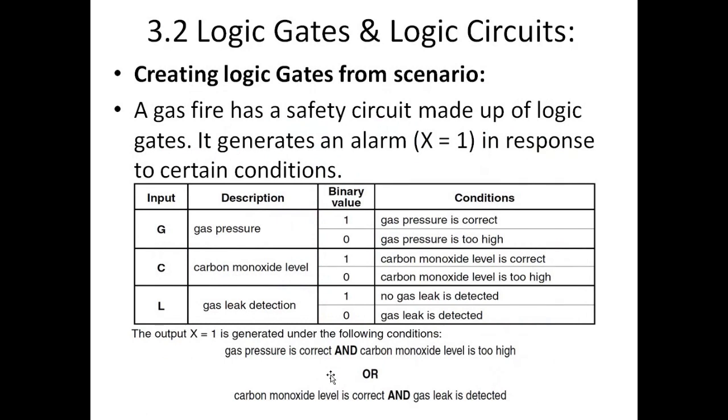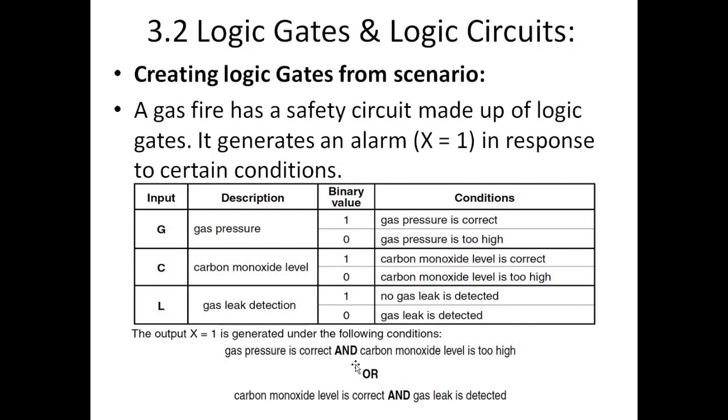Then we have creating logic gates from scenarios. For example, you're given this scenario: a gas fire has a safety circuit made up of logic gates. It generates an alarm in response to certain conditions. These are the conditions. X equals 1 is generated under these conditions. The first condition is gas pressure is correct. We'll have to search it up in the conditions column. Gas pressure is correct means the value of G should be 1.